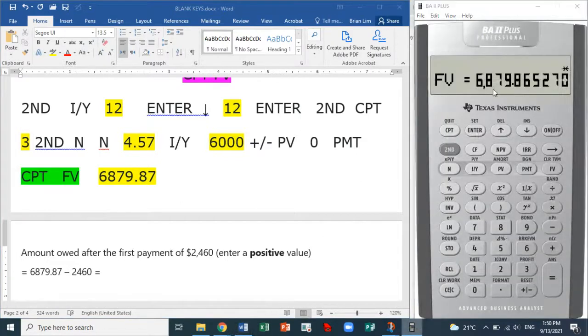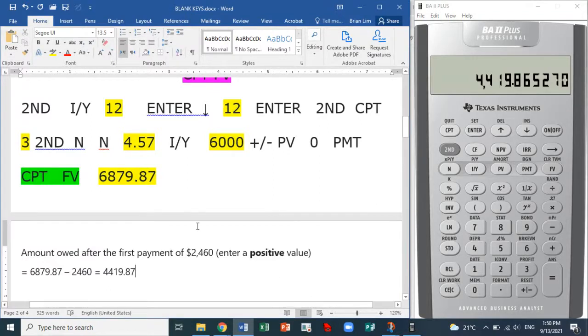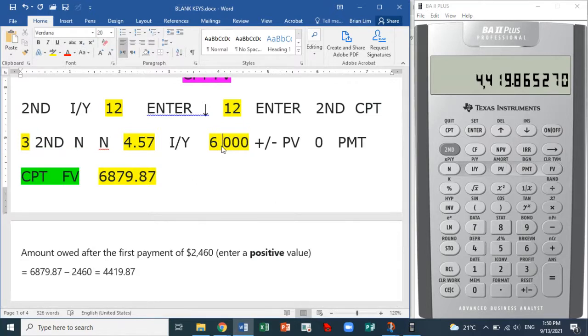So here we go. So this is a future value. If we subtract 2460, we end up with 4419.87. That's rounded. 4419.87. All right, so if we continue up here with this bit of work here, oops, sorry, we are moving in the wrong direction.